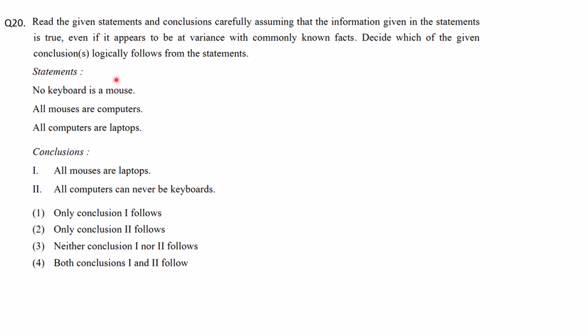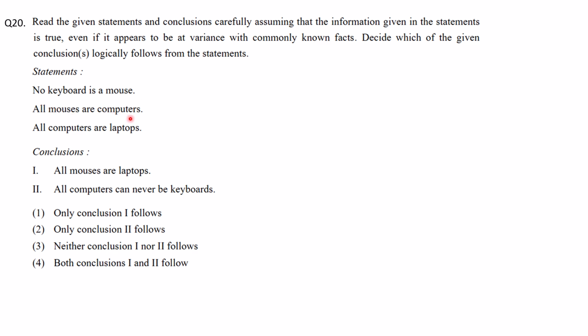Question number 20, you have to read these two statements, and based on that two conclusions are drawn, and then you have to find out whether conclusion 1 follows or second follows or both 1 or 2 follows or neither of them follows. So in such type of question always it is good to draw the Venn diagram. So let's start drawing the Venn diagram.